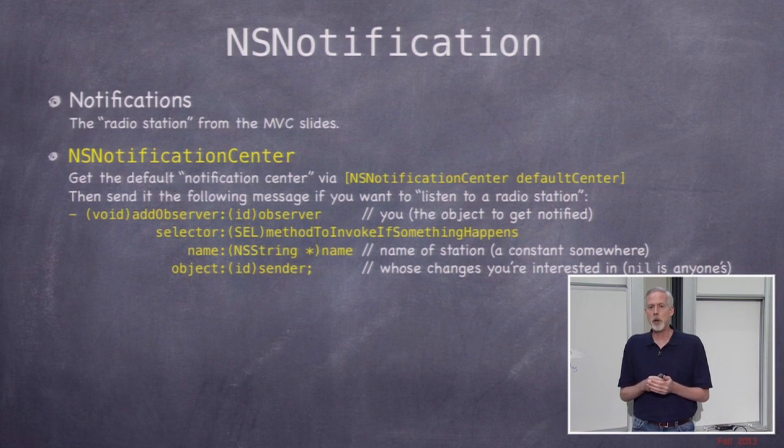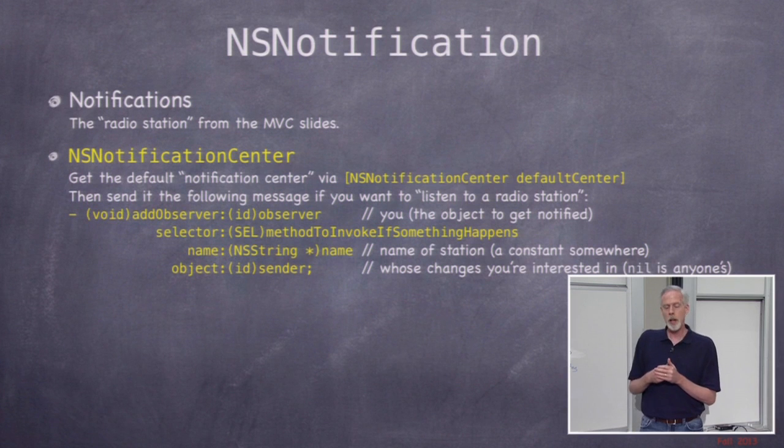There is a class called NSNotificationCenter, it has a class method called defaultCenter. That returns a shared instance, kind of like NSUserDefaults standardUserDefaults did. A shared instance, that's the object you use to tune into radio stations. And you do it by sending it this message, addObserver:selector:name:object. The first argument, observer, is the object that wants to listen to the radio station. So in your controller, because controllers are the most common radio station listeners, this would probably just be self. Add observer self. This is somewhere in your controller code.